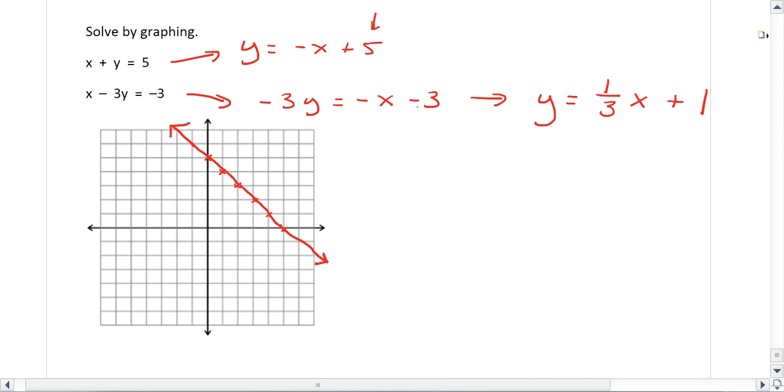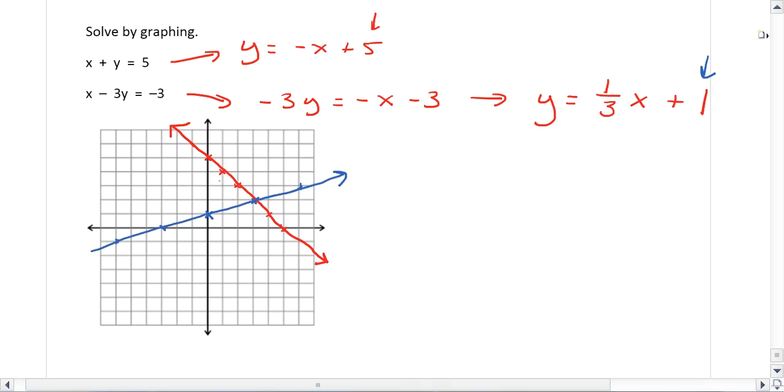Now let's graph the second one. The y-intercept here is a +1, so I'll put the y-intercept. And the slope is up 1 and over 3, up 1 and over 3. And we need to connect those dots.